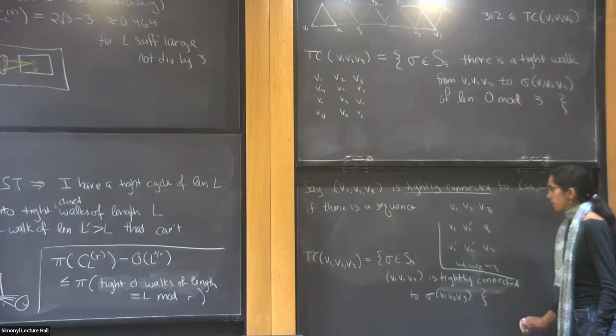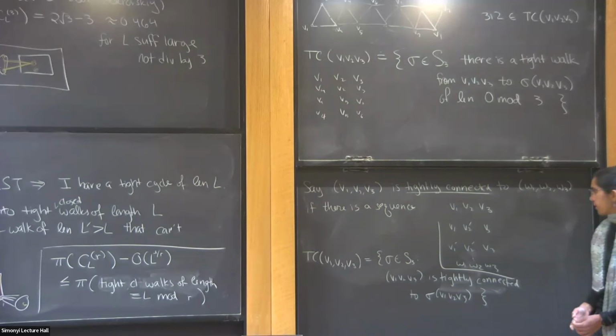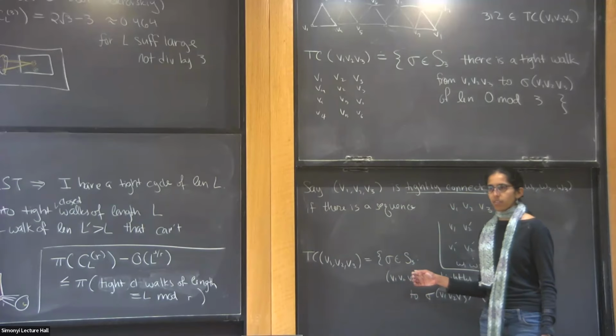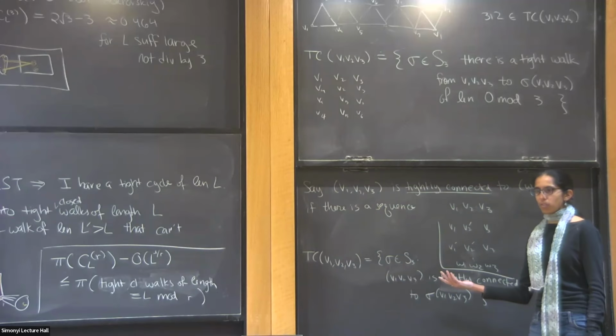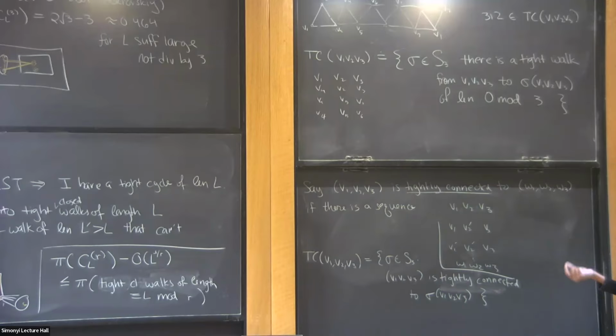But the important thing is, from this definition, it's pretty immediate that this TC is a group. Because if V1, V2, V3 is connected to sigma V1, V2, V3, then sigma V1, V2, V3 is connected to sigma squared of V1, V2, V3, and so on. So you have the identity, you have composition, and you have inverses basically for free. That's more interesting when R is bigger.